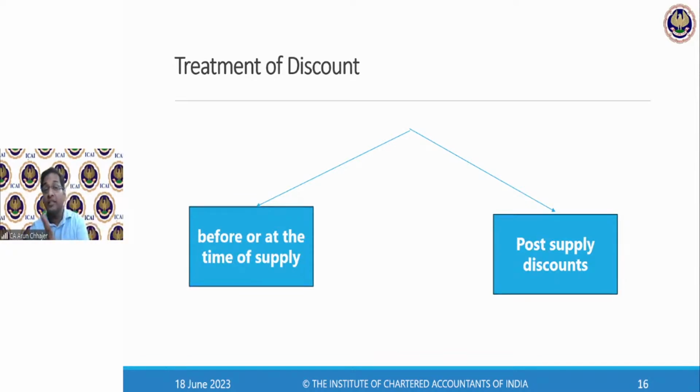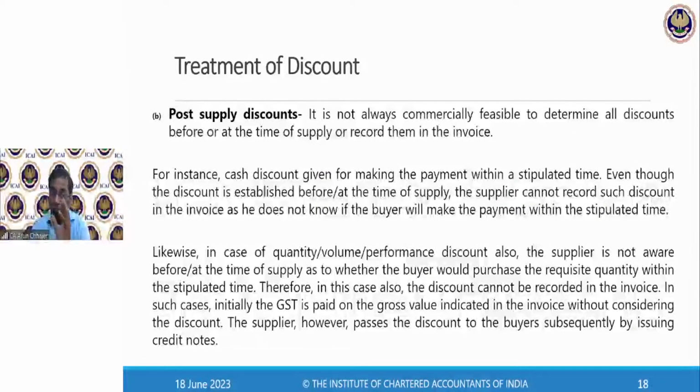But the problem is with the second element. What is the post-supply discount? In case of the post-supply discount, what does it mean? Let's take an example of the quantity discount. A is a manufacturing company and B is a distributor. A is making the supply to B, also giving the target.